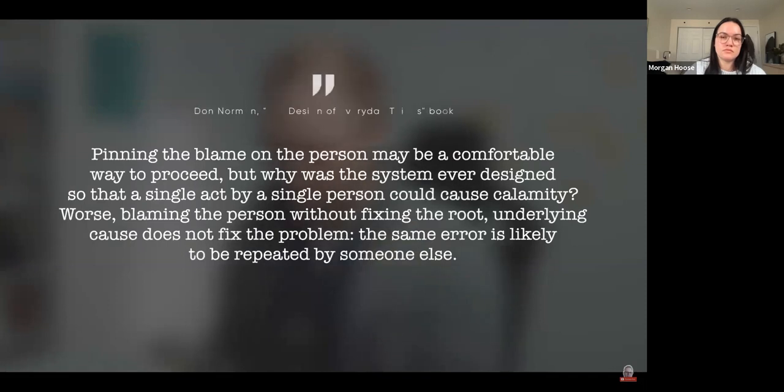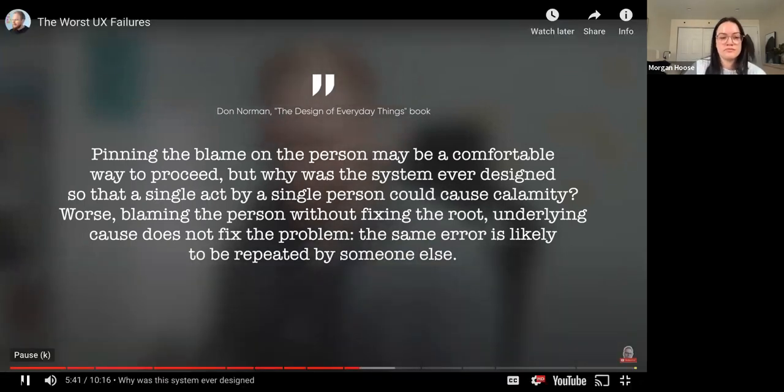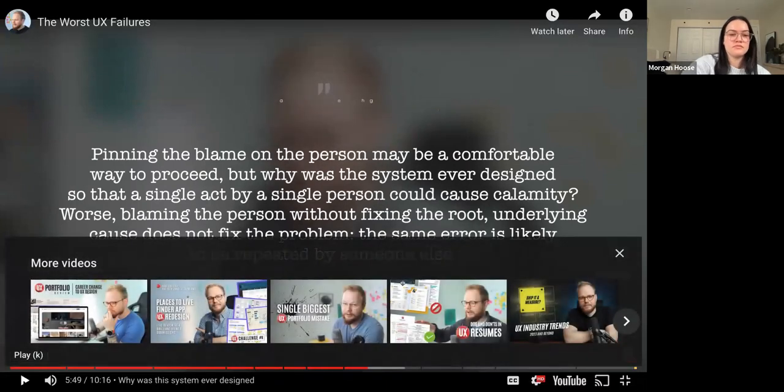Additionally, another quote which hits the nail on the head is that pinning the blame on a person may be a comfortable way to proceed, but why was this system ever designed so that a single act by a single person could cause calamity? Worse, blaming the person without fixing the root underlying cause does not fix the problem. The same error is likely to be repeated by someone else. I think that quote really stood out to me: why could a single person, through a single act, cause such calamity, right?